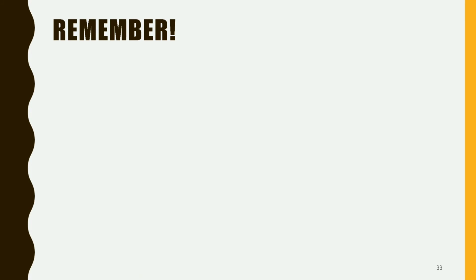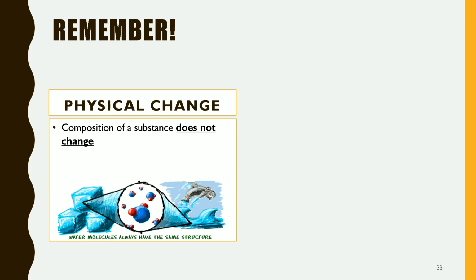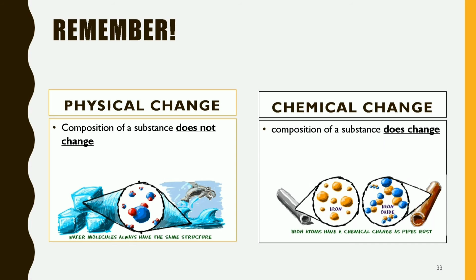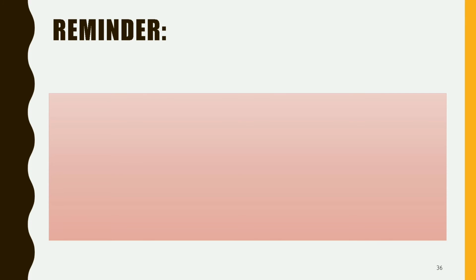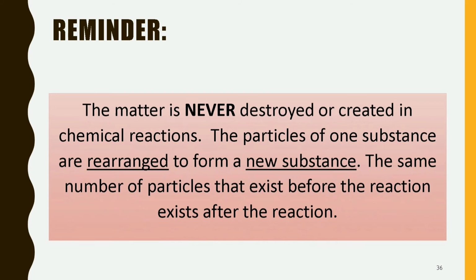The most important thing for you to remember is that in a physical change the composition of a substance does not change, and in a chemical change the composition of a substance does change. Take note of this. Matter is never destroyed or created in chemical reactions. The particles of one substance are rearranged to form a new substance. The same number of particles that exist before the reaction exists after the reaction.